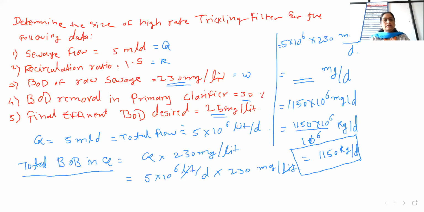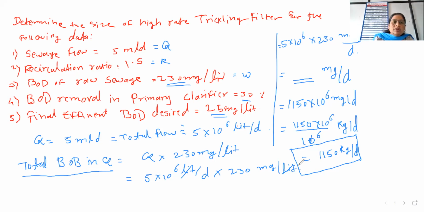Mute. Okay, so further, the first part we have solved is the total flow. Is it the total BOD applied? Now the next condition given to you here is the BOD removal in a primary clarifier. Means whether this entire BOD is going to be applied to the trickling filter?